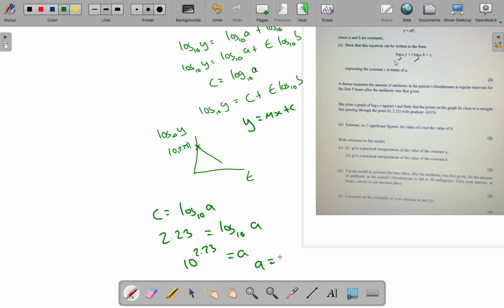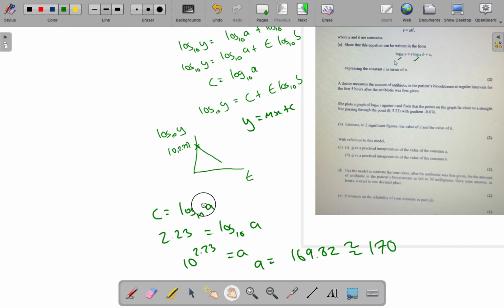And therefore, a will be given as 169.82, which you want to two significant figures, so therefore A is 170. And then the second one we've got is the value for B.